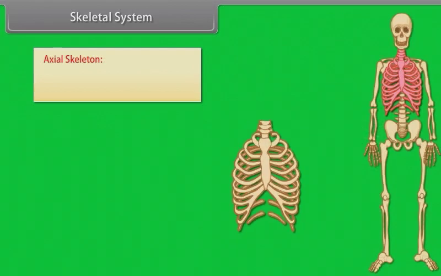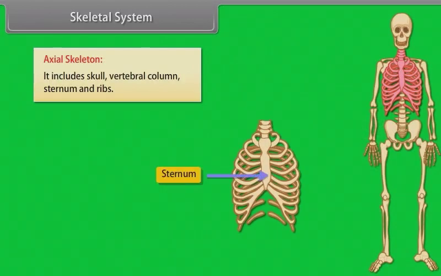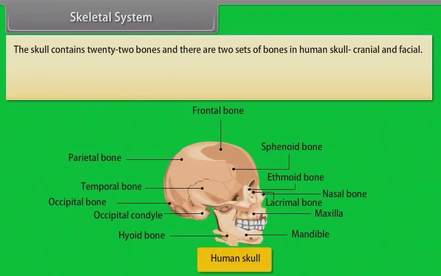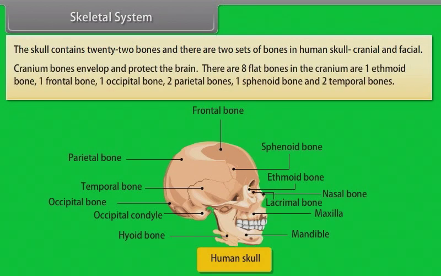Axial skeleton. It includes the skull, vertebral column, sternum and ribs. The skull contains 22 bones, and there are 2 sets of bones in the human skull, cranial and facial. Cranium bones envelop and protect the brain.